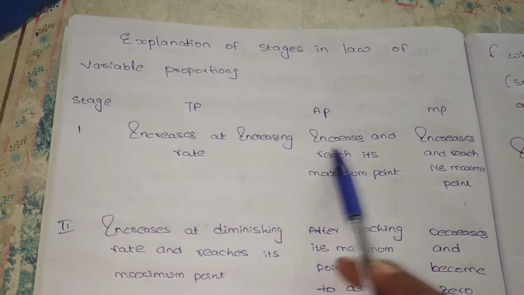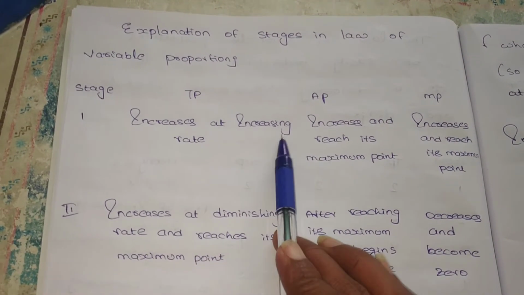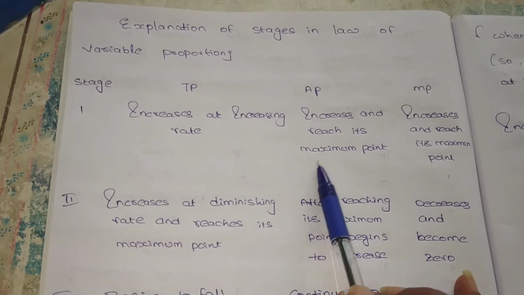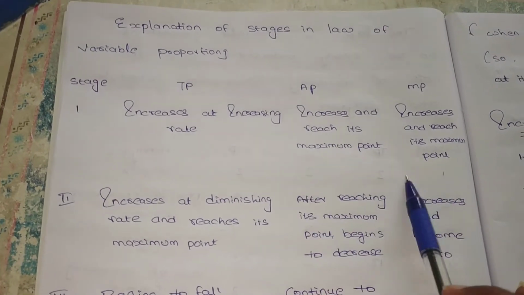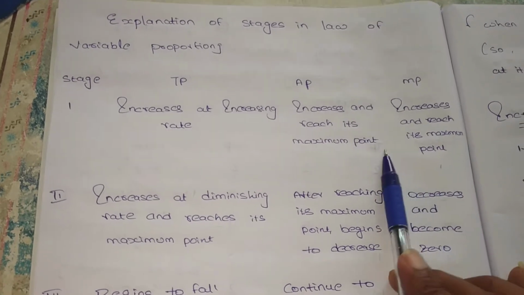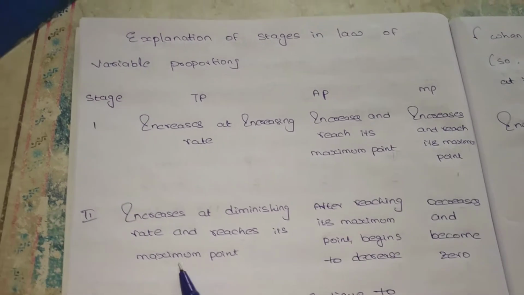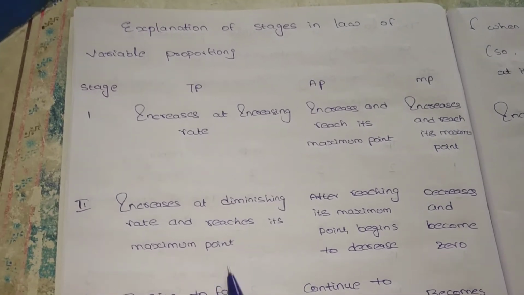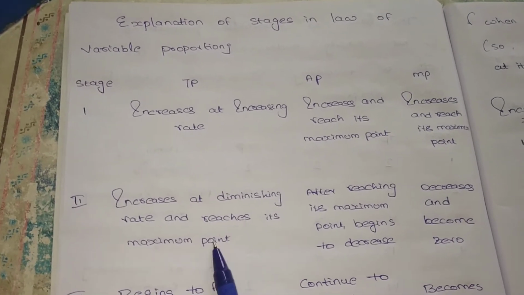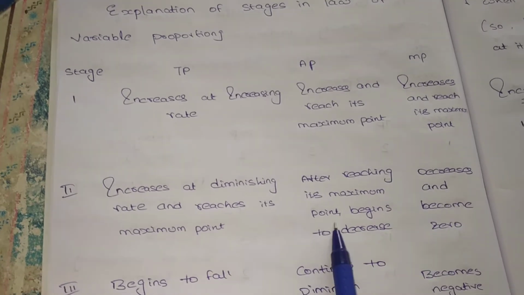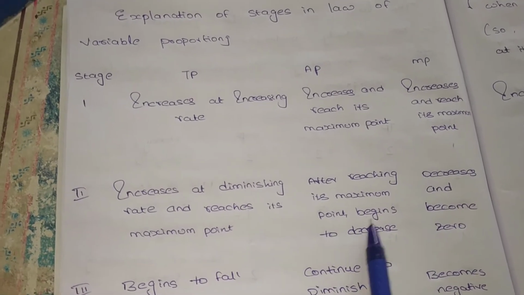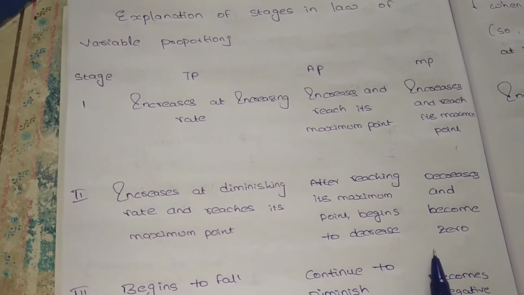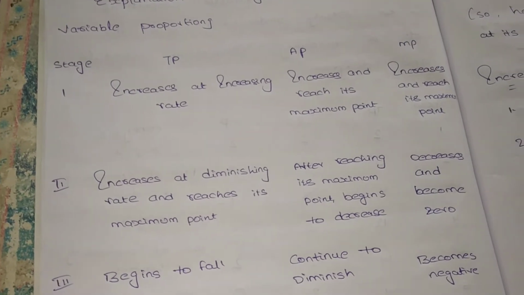Total product, average product and marginal product are increasing at an increasing rate. The total product in the first stage is increasing, and the average product is also increasing and reaches its maximum point. Both the marginal product and average product in the first stage reach their maximum point, and the total product increases at a diminishing rate and reaches its maximum. In the second stage it reaches its maximum and then it declines. Next, after reaching its maximum point, the average product in the second stage begins to decrease, and the marginal product becomes 0.